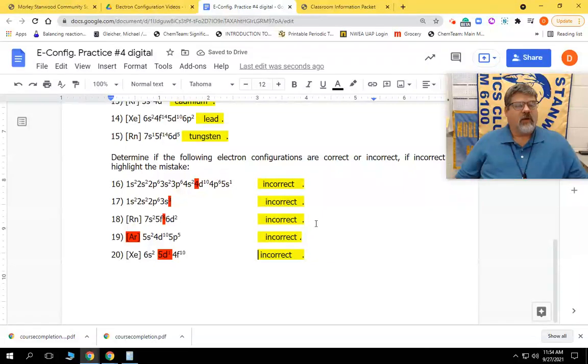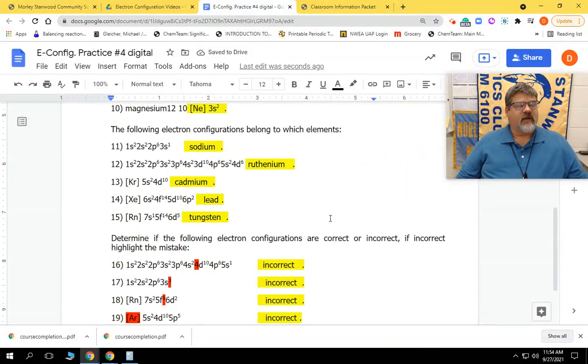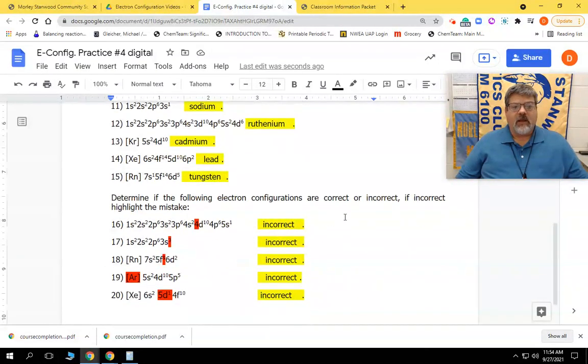There's our answers. Hey, we're all done with that one. So there's the rest of 11 through 20 of the electron configurations practice number 4.